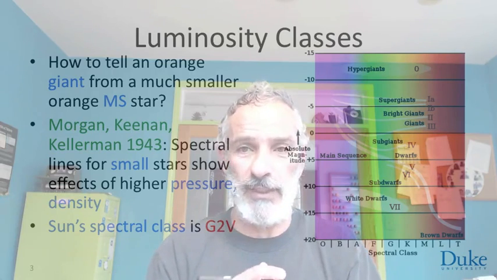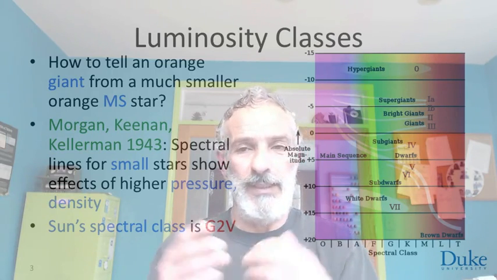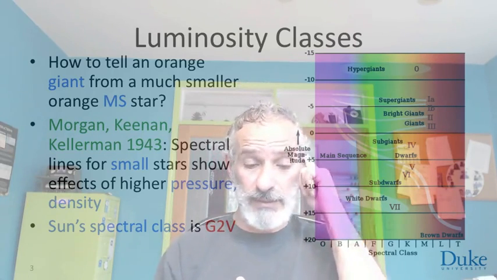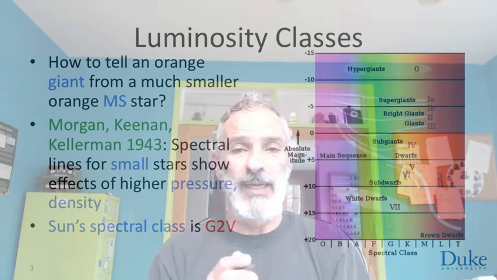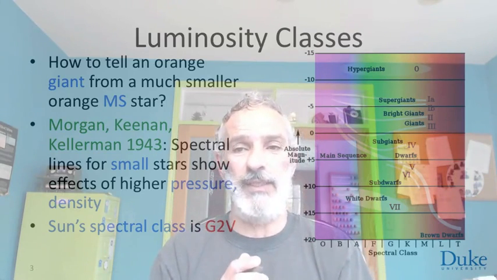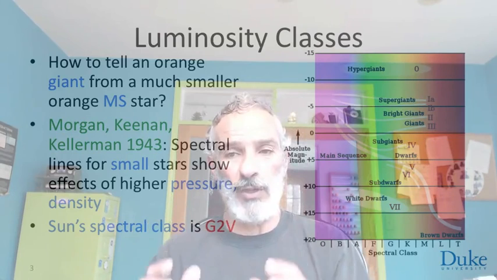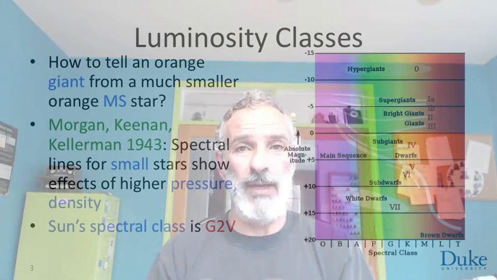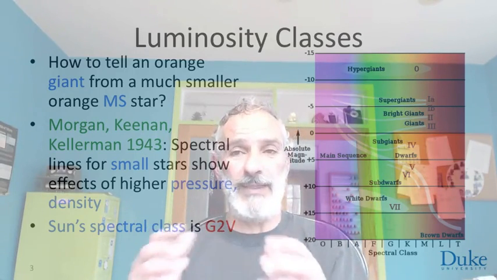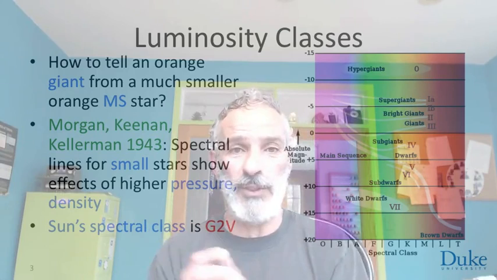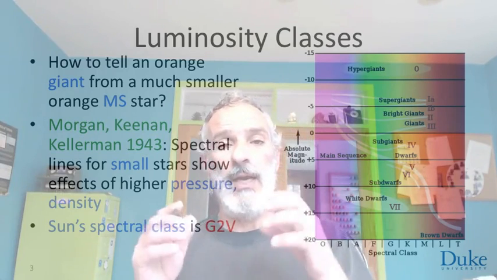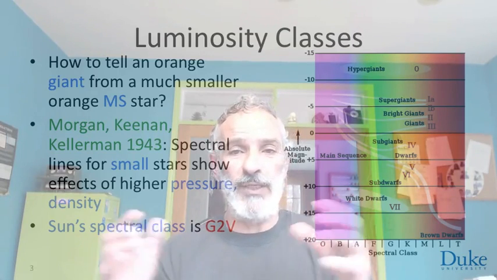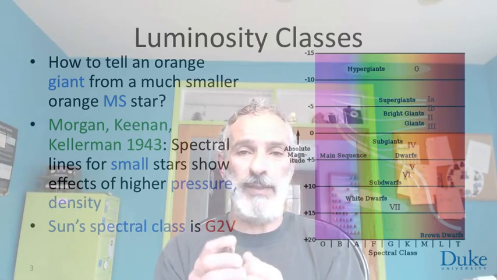This was a very interesting question, and it was eventually understood in the 40s by Morgan, Keenan, and Kellerman. And the result of their investigations was the following. Smaller stars at a given temperature tend to have denser, higher pressure atmospheres. It's in the atmosphere that we're observing the absorption line spectrum. A denser, higher pressure atmosphere exhibits broader spectral lines. As you condense matter more and more, the spectral lines broaden.